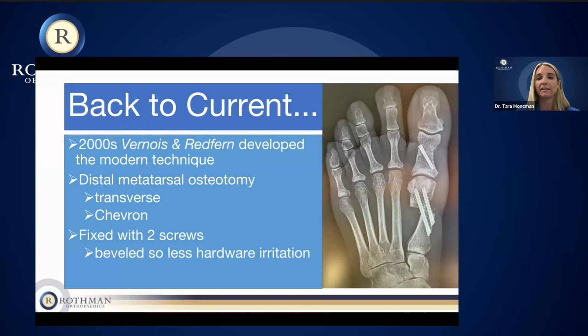In the beginning, these screws weren't beveled like they are now. So I use a beveled screw, which allows me to place it, you can see here, directly up against the bone. That way you don't feel the screw head at all. So that's been a really nice update to the MIS bunion correction.